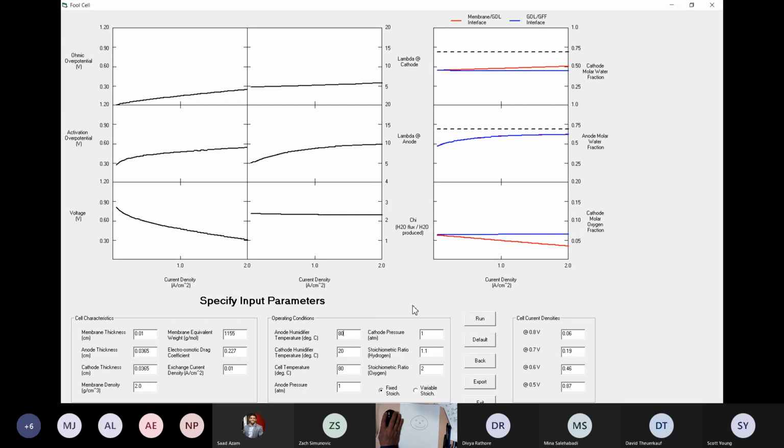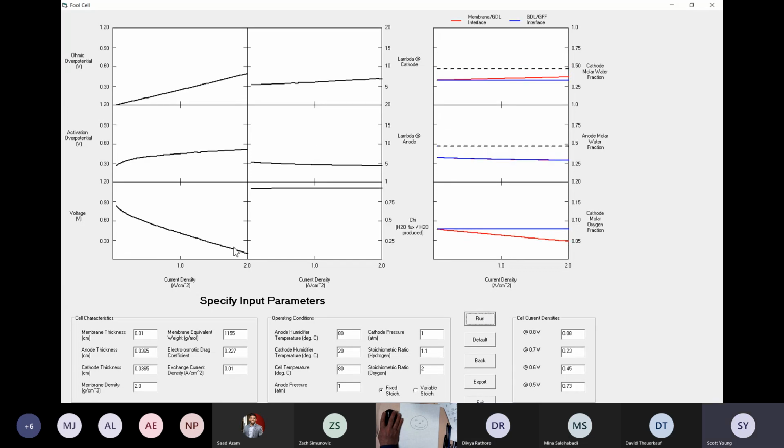Any other changes? No changes, so off we go. So watch what happens. Oh my God, it became much worse, right? Look at the ohmic overpotential. It's because our lambdas are too low. So what should we do now? We'll have to either increase the hydrogen or increase the temperatures again.